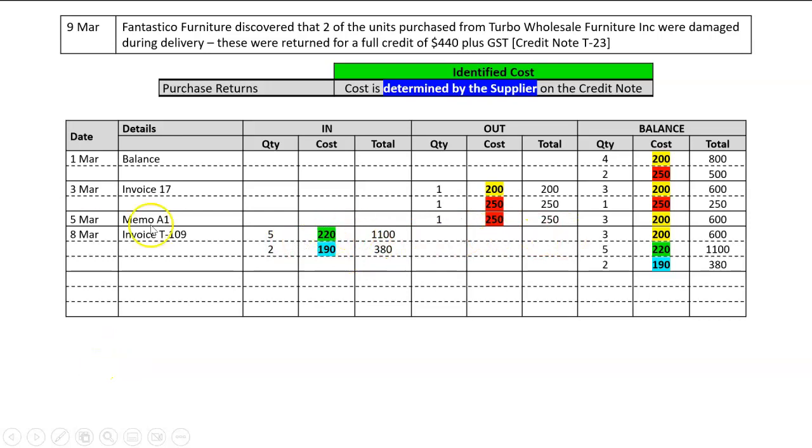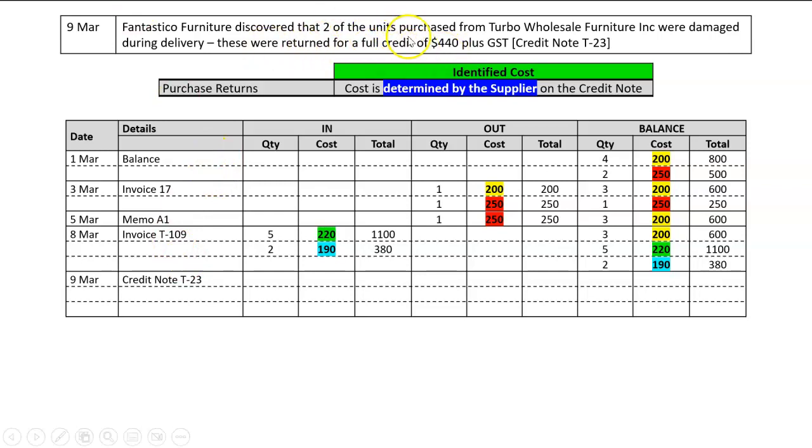So here's our inventory card from the day before. So we're sending 2 back. So it's going to go in the out column. So first of all, we want the date, and we'll put the document number, which is credit note T23. Which 2? Well, the question, they just look for little things to try and trick you, because otherwise it's a pretty simple topic. So, what can they do?